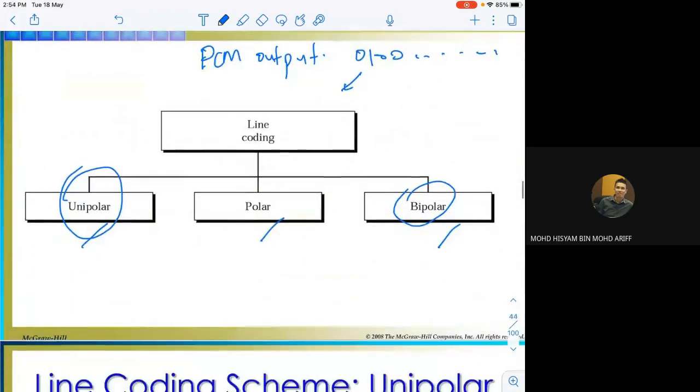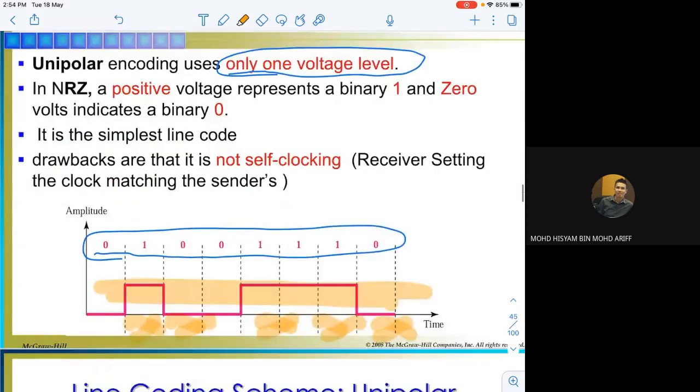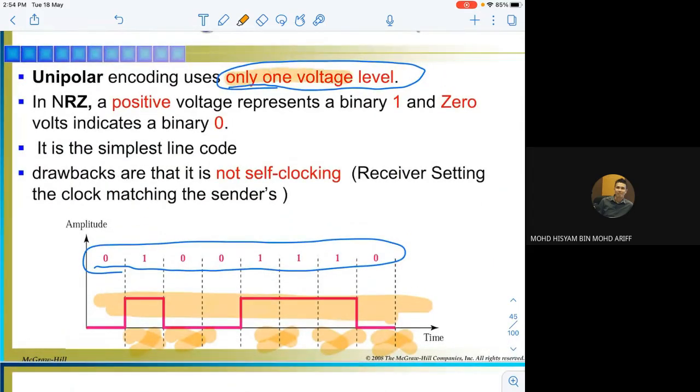Okay, so this is the keyword: unipolar, polar and bipolar. Unipolar means what? Only one level only. One voltage level only, positive cycle only.